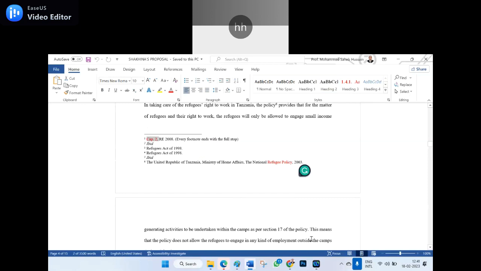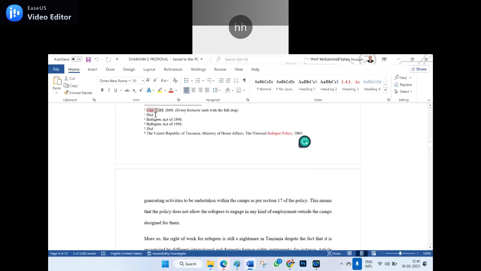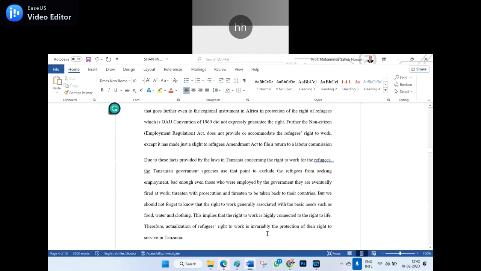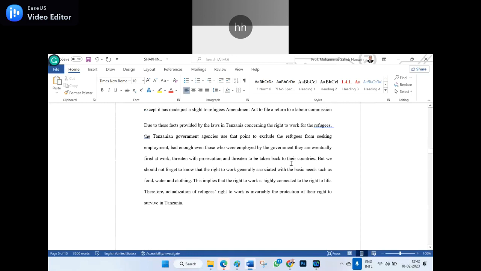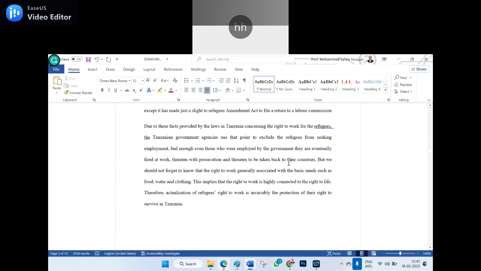I also mentioned in your work that you are supposed to write in this way. And the IBID, I told you that every footnote ends with the full stop. Then you are supposed to write the full stop here, IBID. And I wrote now the full stop under the IBID. Because it is in word format, I can easily change it, and then I can highlight it with the red. So that is the way that I told you, but I don't think whether you did it or not.